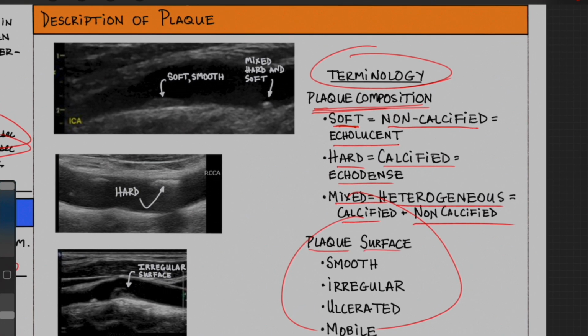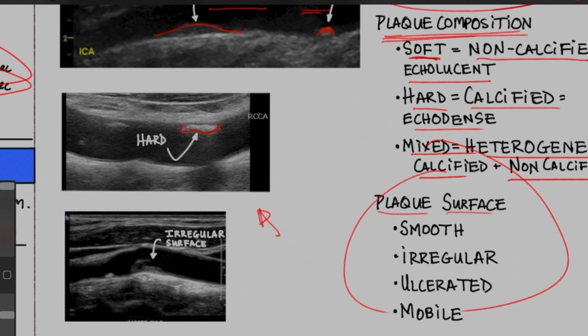So the plaque surface, this is the fun part over here. Soft and smooth. This one here is mixed, hard and soft. See a little crunchy part there. Over here, this is a dense rock-like plaque, hard plaque. And then this is where it starts to get nasty. This one, I said it's irregular, but honestly it's kind of ulcerated.